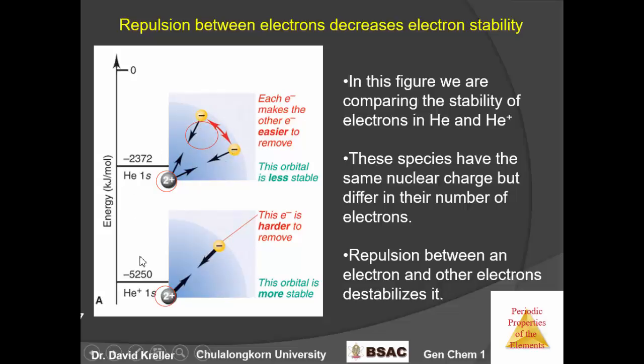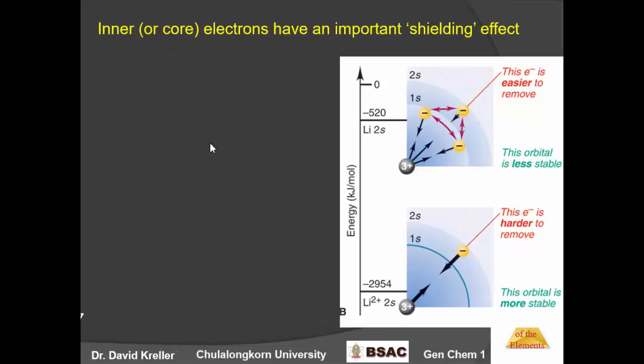Now let's look at the stability of those electrons. When there are two electrons there in the same orbital, each of those electrons becomes a lot less stable, higher potential energy, easier to ionize, because there are electron-electron repulsions that destabilize it and lift it up to a little higher energy. Now the next comparison we'll make is in lithium atoms.